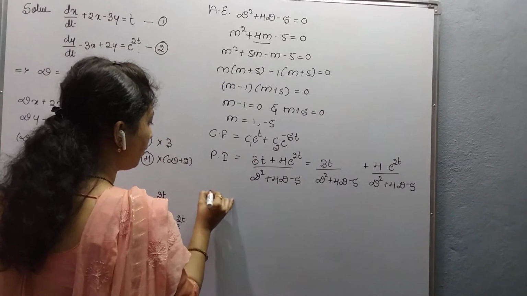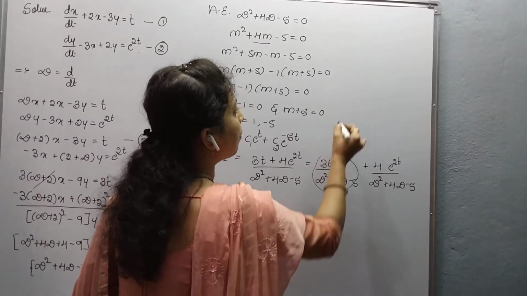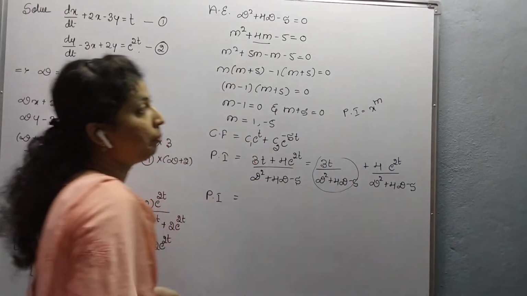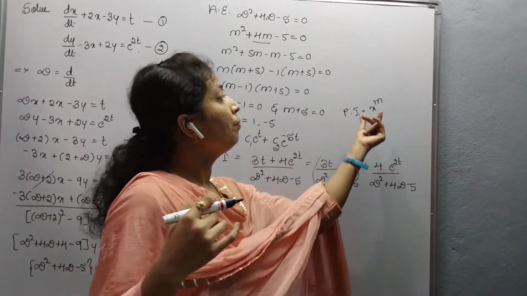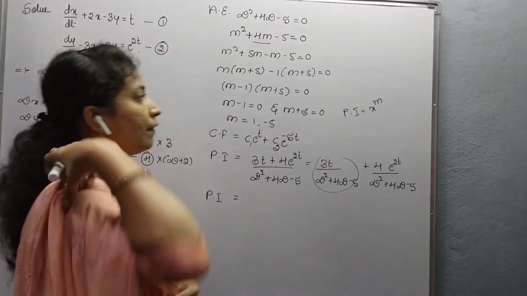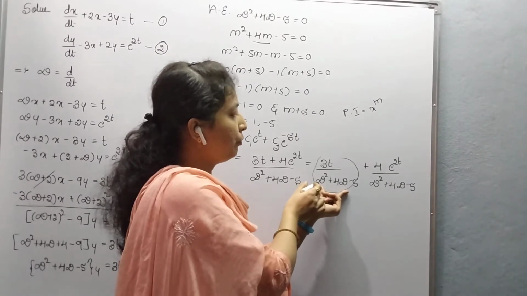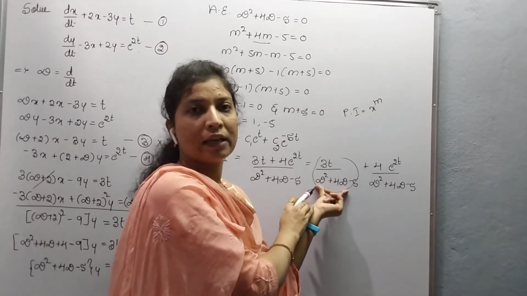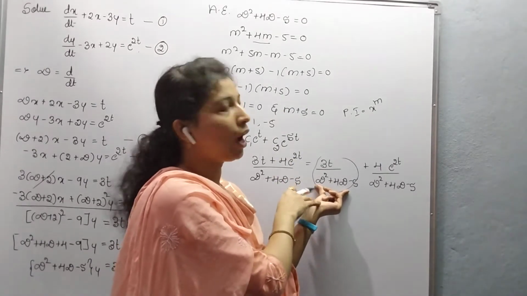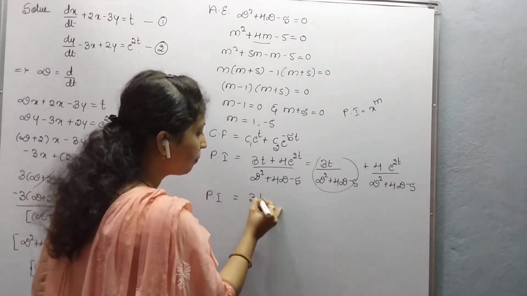The next particular integral is of the form where the RHS contains the term x to the power n, so we have to substitute D value as 1. By substituting D equal to 1, we get the denominator term as 0. Anything divided by 0 gives an infinite value, so for that we have to use one more formula.